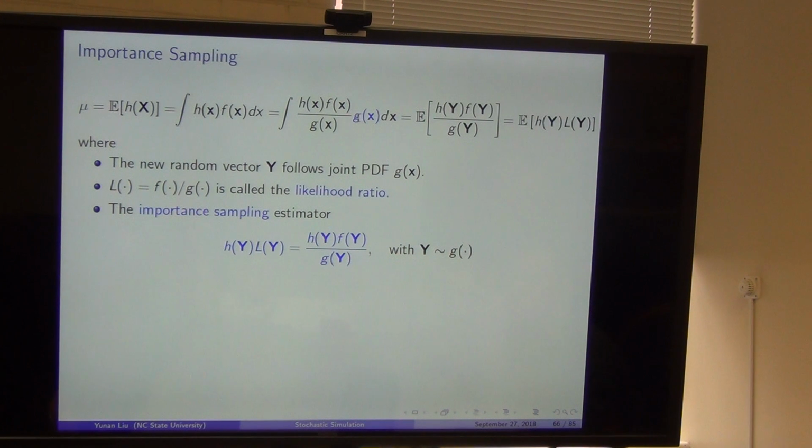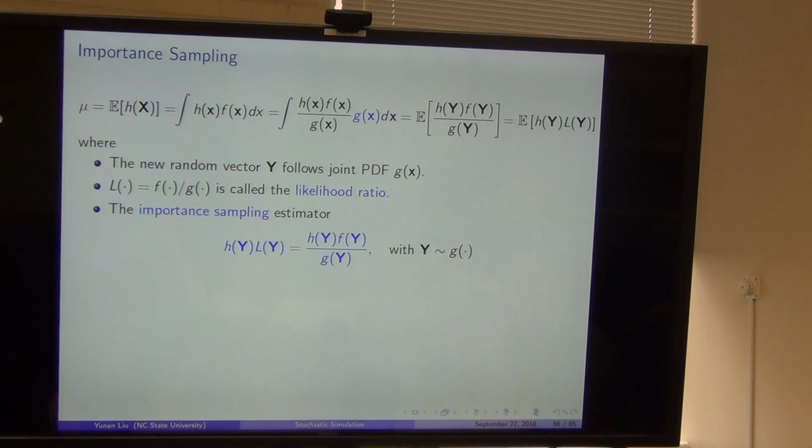What do we have here? Consider this as a new function, grouping everything together, and regard g as my new density. So let's say g is the density of some random variable Y. X has density f, and Y has density g, because X and Y are different. This can be regarded as an expectation of this function of Y, because I have the density of Y given here.